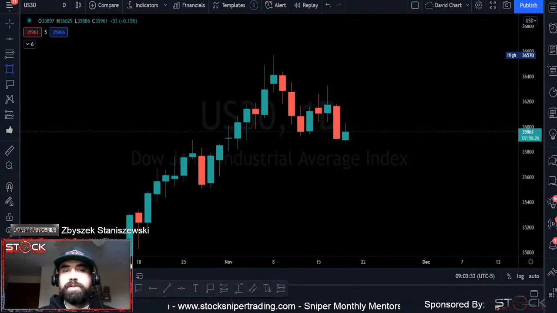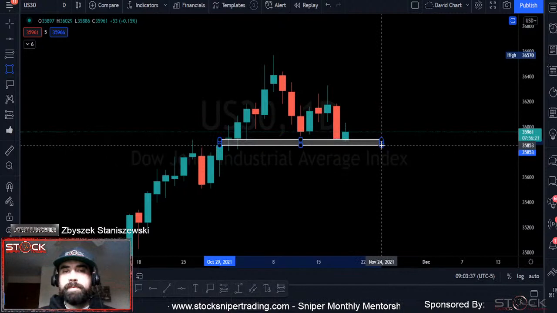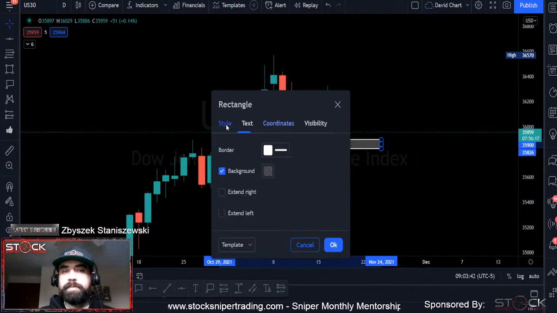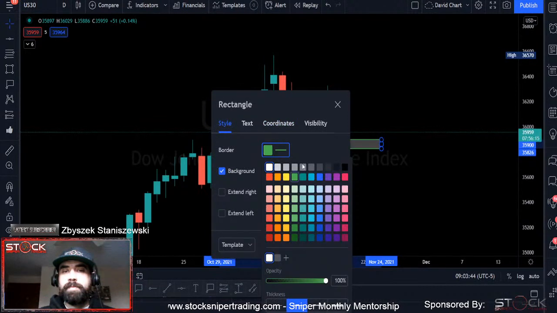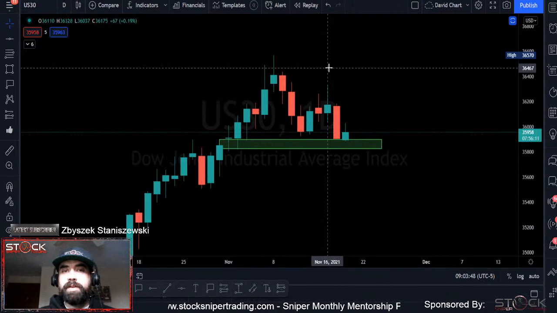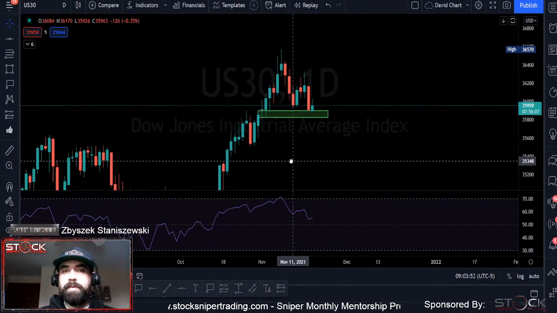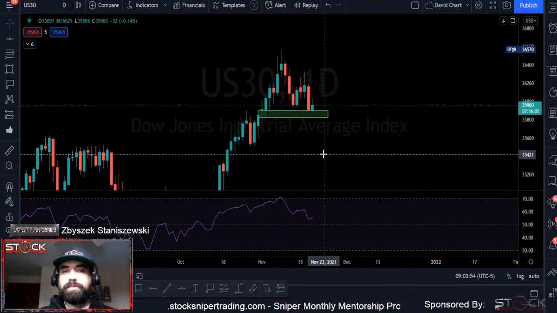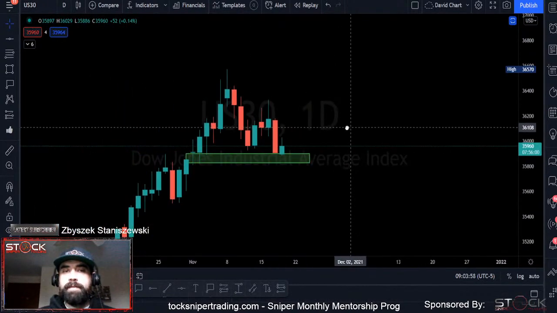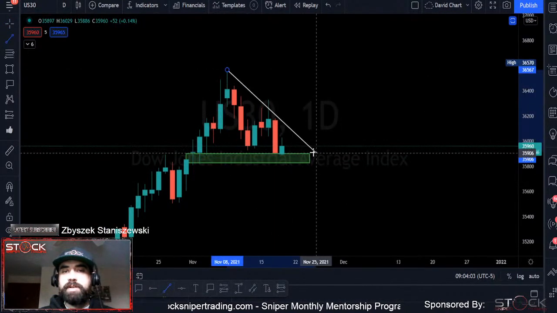Okay, so US 30, you can see nice and clear as day. This is where we're at. Key neckline. Look what's going on with US 30. You can see the relative strength on the daily. We have a continuation of a downtrend forming on the US 30. You can see it.